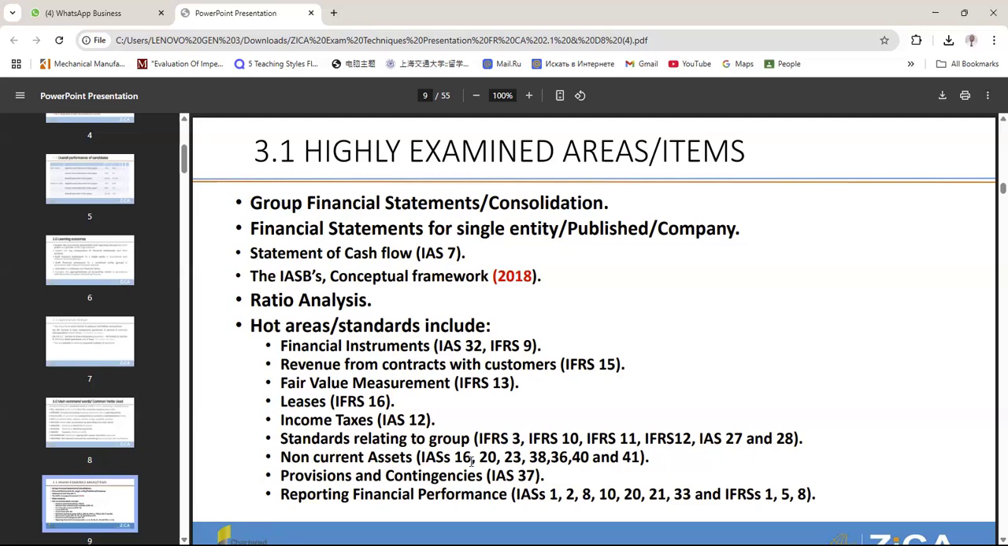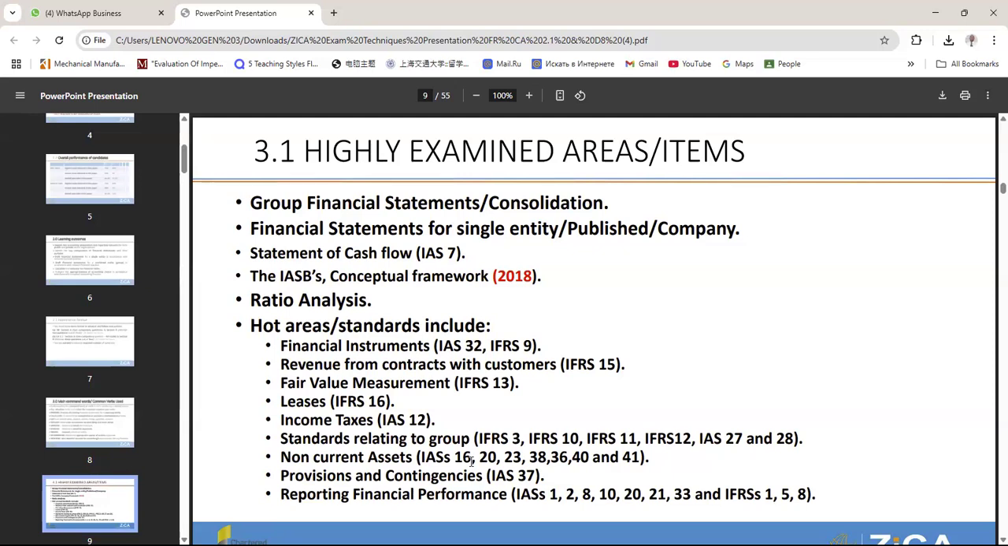IAS 36, you are likely to be tested. Even last sitting, it came in D8. IAS 36 is only on impairment. Now, basically, what is impairment? It is when the carrying amount is more than the recoverable amount. Then also it may be tested on how to allocate impairment loss to a CGU, which is a cash generating unit. IAS 40 is investment property.